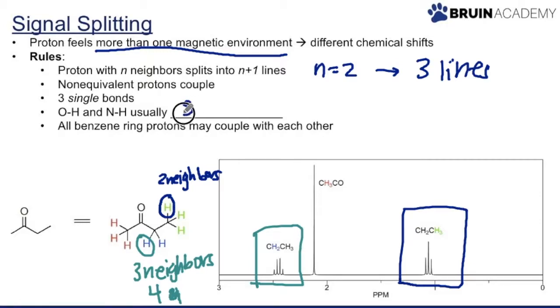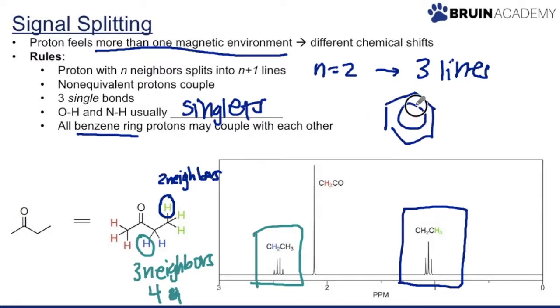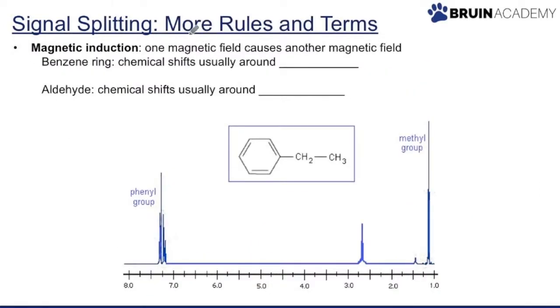Okay? And so just to move on with the rest of this slide, you'll see that OH and NH bonds are usually singlets, not always, but that's a good rule to keep in mind. And just remember that a benzene ring has a lot of resonance and electron delocalization, and the hydrogens are very equivalent to each other, so they can actually all couple with each other.